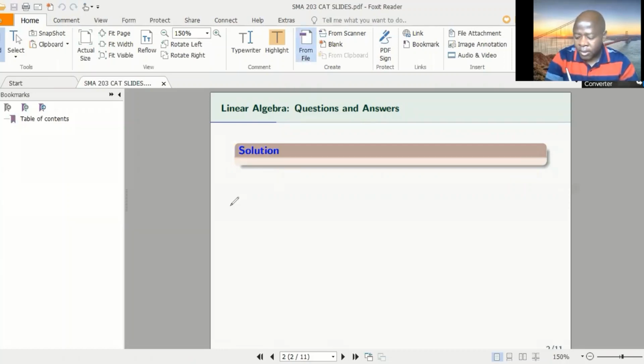Now, what is the augmented matrix? Let me just write. The augmented matrix is 3, 1, -2, 1. And then we have 4, 0, -1, 7.